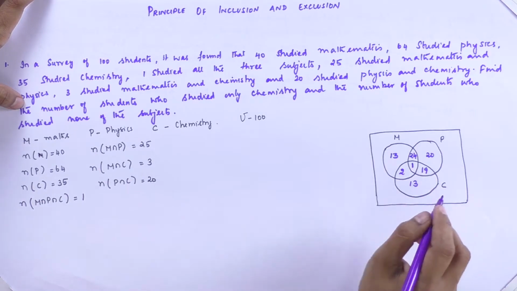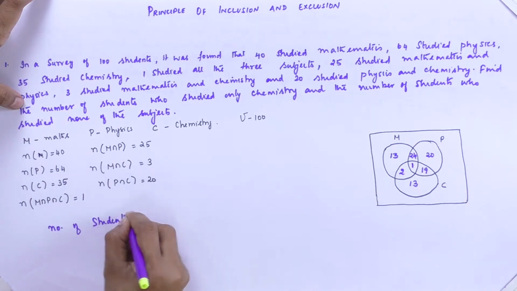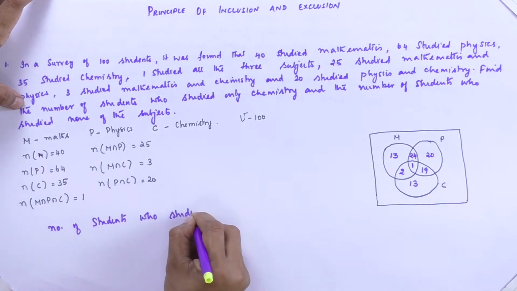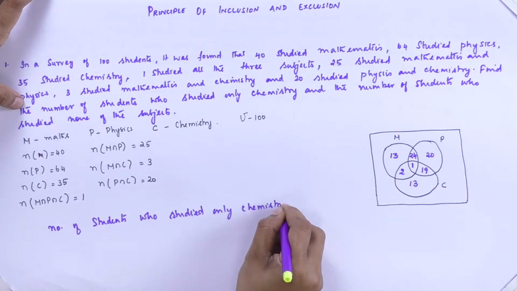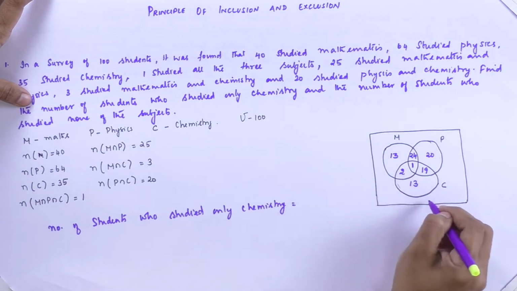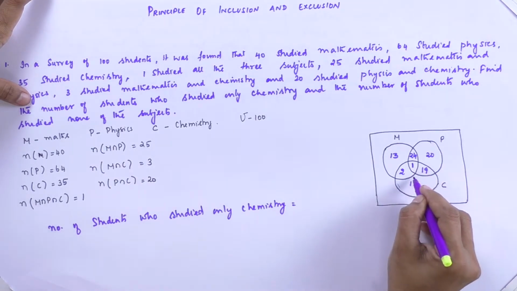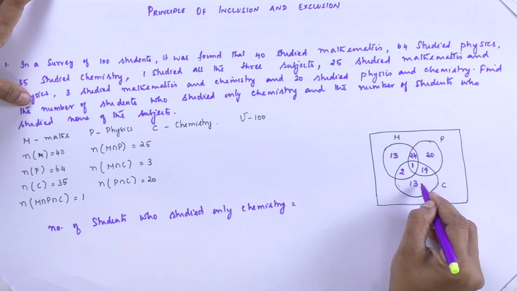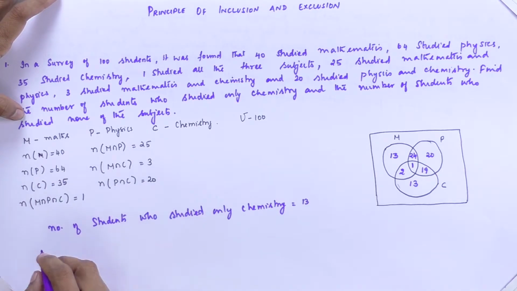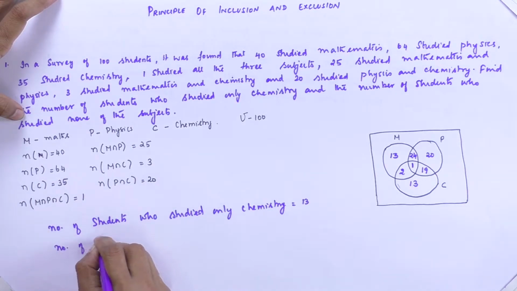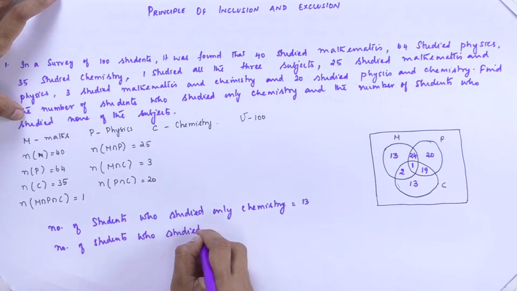So only chemistry is chemistry alone. I need to find the number of students who studied only chemistry, so only that chemistry portion I will have to find. See here, chemistry only; these are all combinations. This is maths and chemistry, this is the combination of all three, this is physics and chemistry. So chemistry alone, how many students have studied? 13. So that's it. And then the number of students who studied none of these subjects.